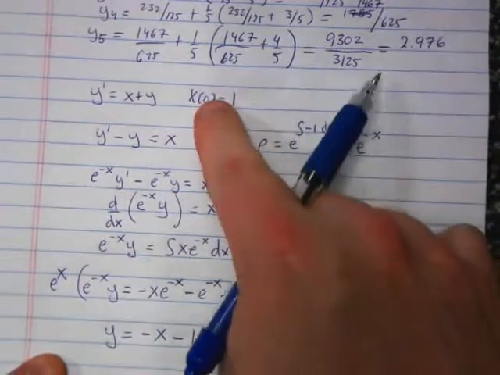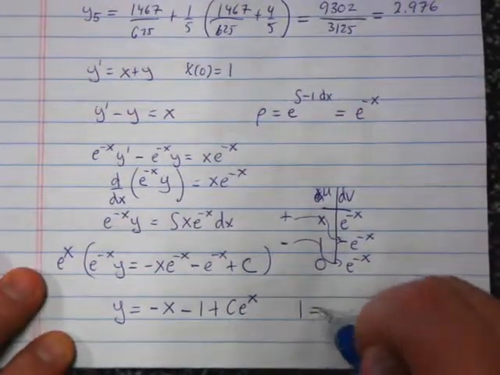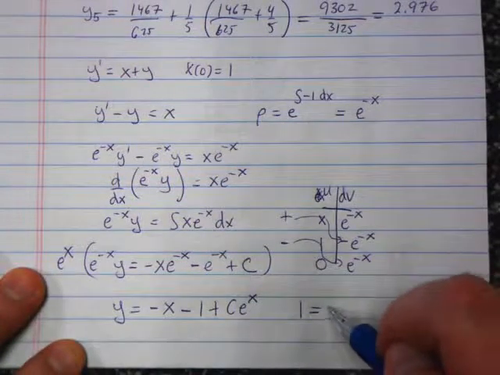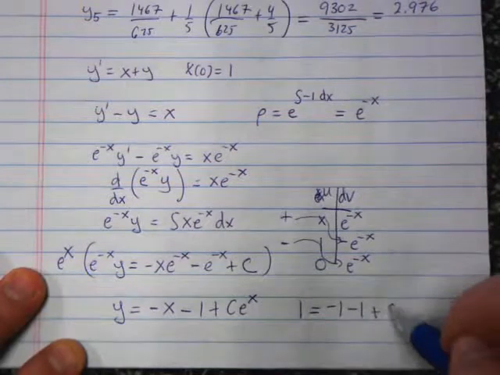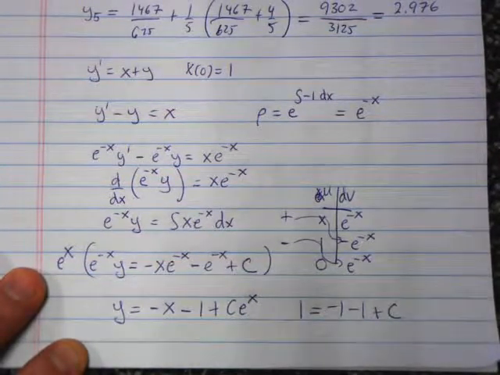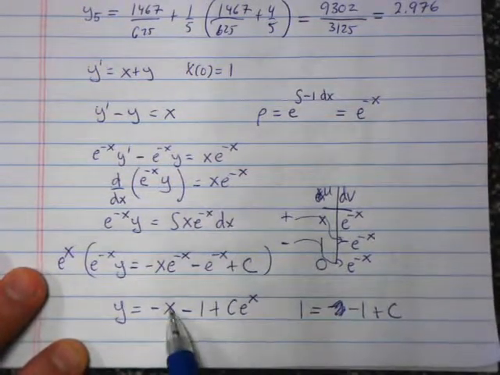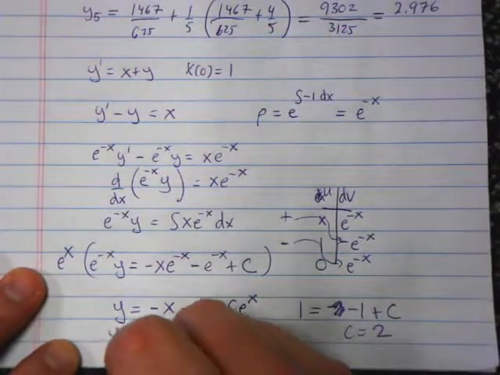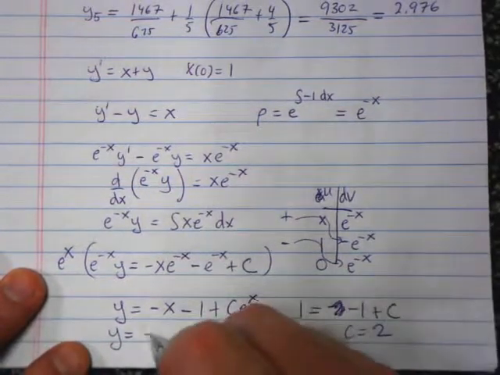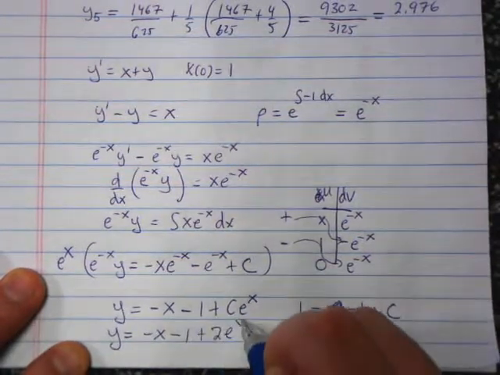Finally, I plug in my initial condition. 1 equals negative 1 minus 1 plus c. Oh wait, that's 0, isn't it? Yeah. That one's 0. Plug 0 in for x. So c is 2. So we get y equals negative x minus 1 plus 2 e to the x.